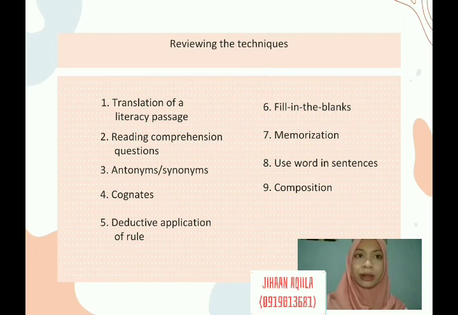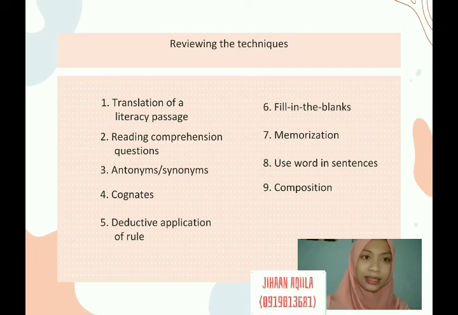Next, number 7, memorization. Students are given a list of target language vocabulary words and their native language equivalents and are asked to memorize them. Students are also required to memorize grammatical rules and grammatical paradigms, such as verb conjugation. Next, number 8, use words in sentences. In order to show that students understand the meaning and use of a new vocabulary item, they make up sentences in which they use the new words.